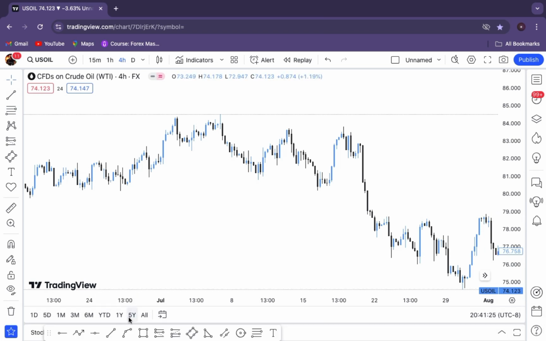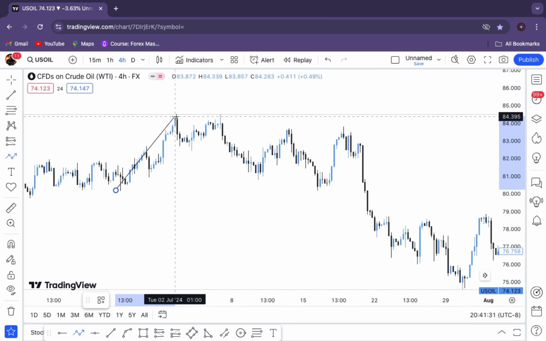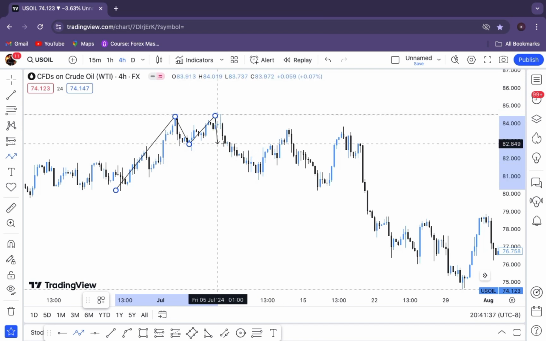As you can see, we have this push to the upside, and around here we have equal highs and then this reversal to the downside. Now, how can you catch this move, or what can make you catch this move? It's pretty cool, guys. Pretty cool.